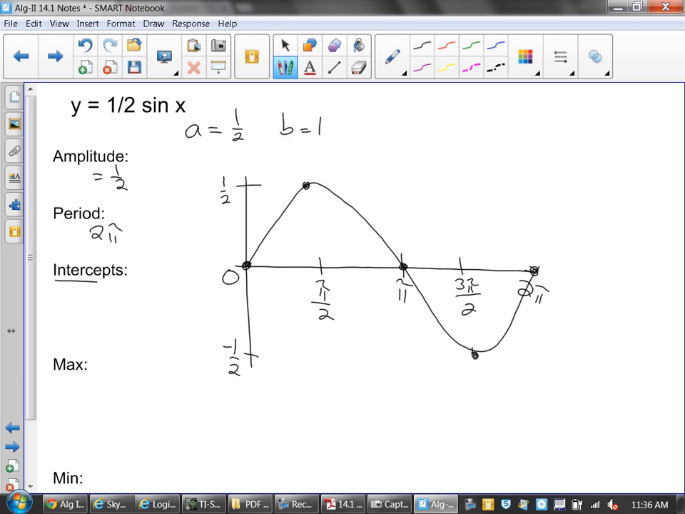Okay. What are your intercepts? Pi and 2 pi and 0. Yep. 0, pi, 2 pi. What's your maximum value? What's your minimum? Good. The maximum and minimum values, what is the highest point it gets to? Half is the lowest point it gets to.